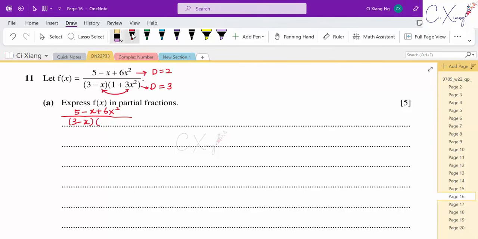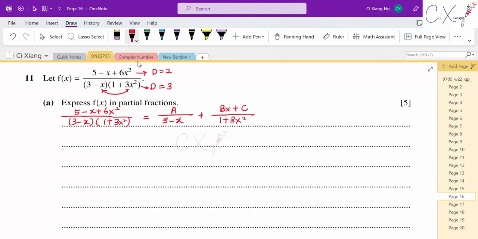Okay, so wait, I'm having 1 plus 3x squared. From here, you can see that you're having two factors. One is 3 minus x, another one is 1 plus 3x squared. So for 3 minus x, it is a linear factor, so I will just put A on top, and I'm having 3 minus x. And then for the second fraction, I'm having 1 plus 3x squared. So 3x squared, x squared is with degree 2. Therefore, for my numerator, I should have 1 degree lower, which is bx, and then plus c.